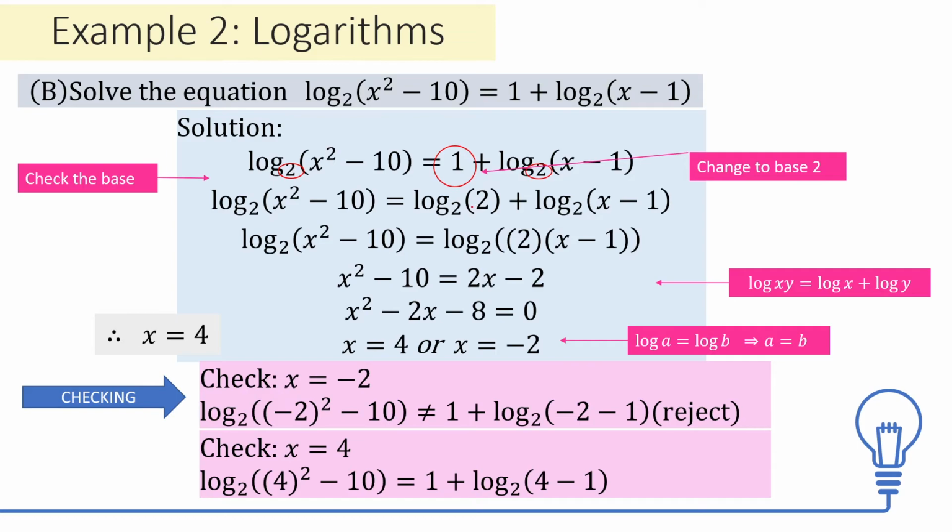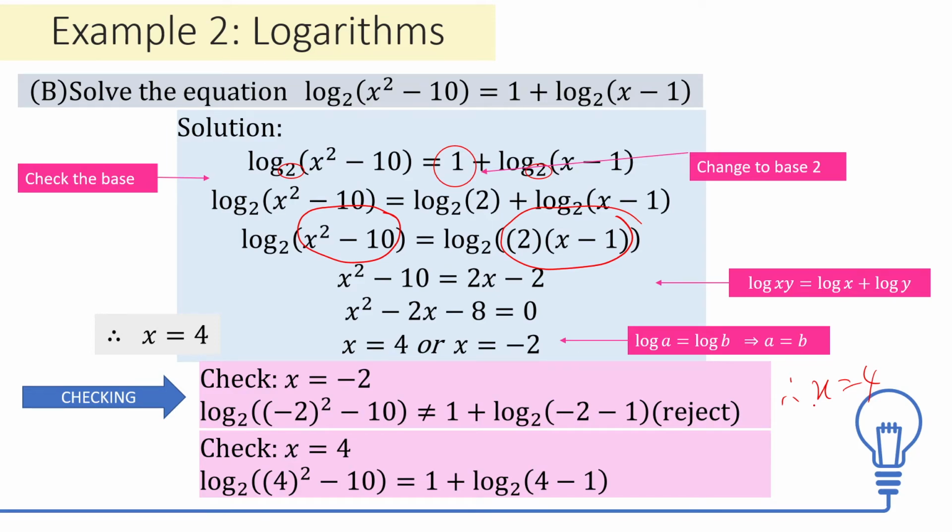So one changes it to log 2. Why? Because in their mind they want everyone to have the same base, log 2. This is a plus, so you become multiplied. When these two have the same base, it means x squared minus 10 is the same as 2x minus 2, and then you solve the quadratic equation, and they give you 4 and negative 2. Then do checking, and we found that negative 2 is not fulfilled, rejected, so our final answer is x equals 4. Okay, this is one way.